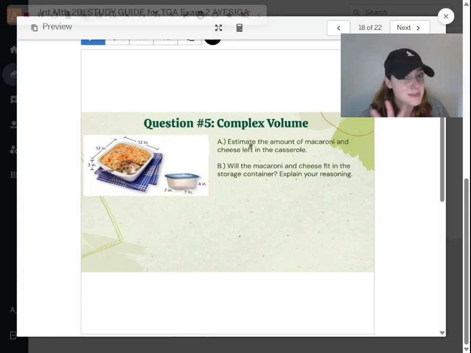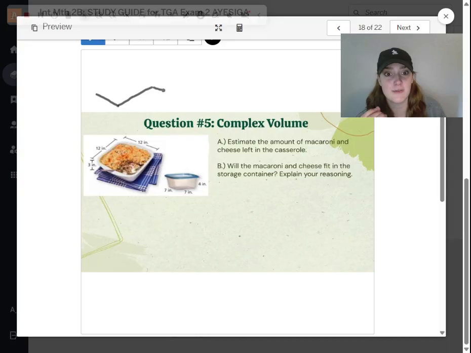All right, so estimate the amount of macaroni and cheese. Okay, so this is kind of like a composite figure, if you will. I'm going to give us a very rough drawing here of this quote unquote macaroni and cheese. I, again, do not think that that's what that is, but I'm not the one that cooked it. So sure, whatever you say, macaroni and cheese. Okay, so it looks like this.